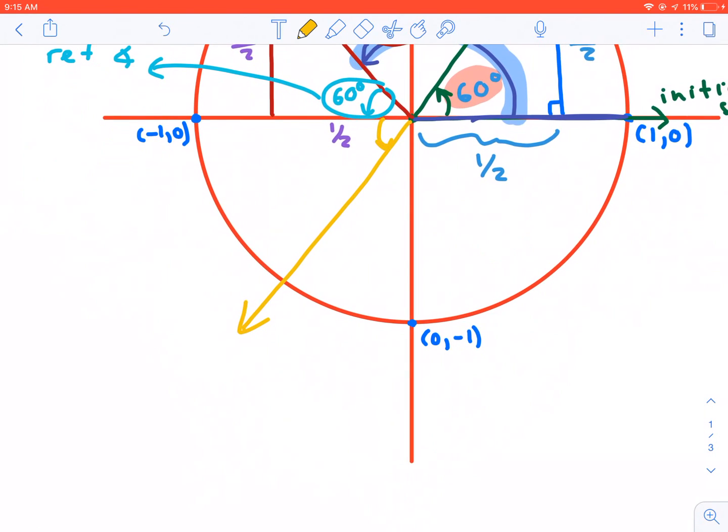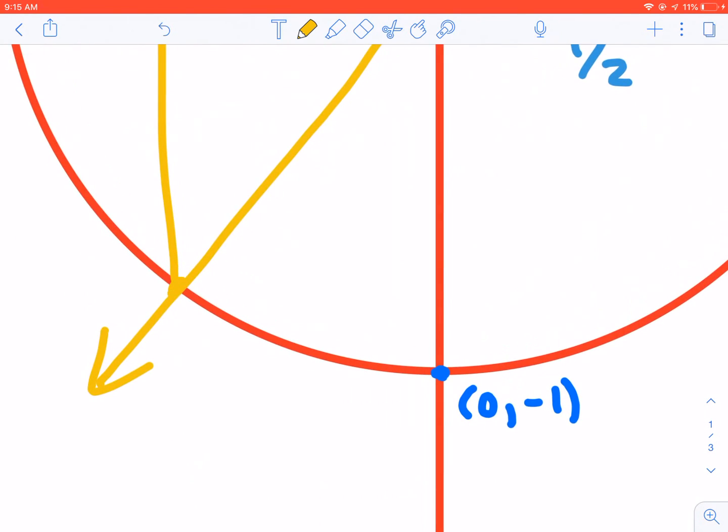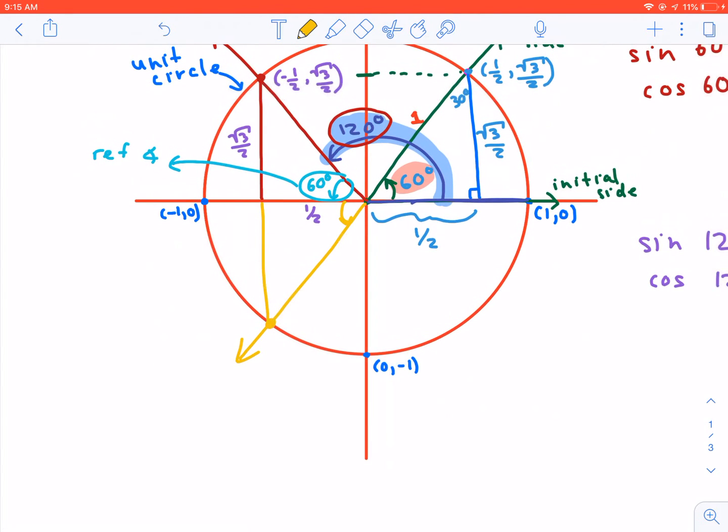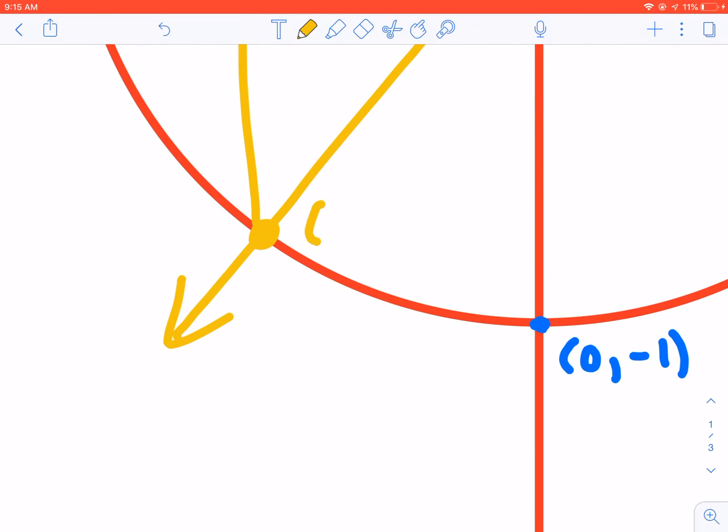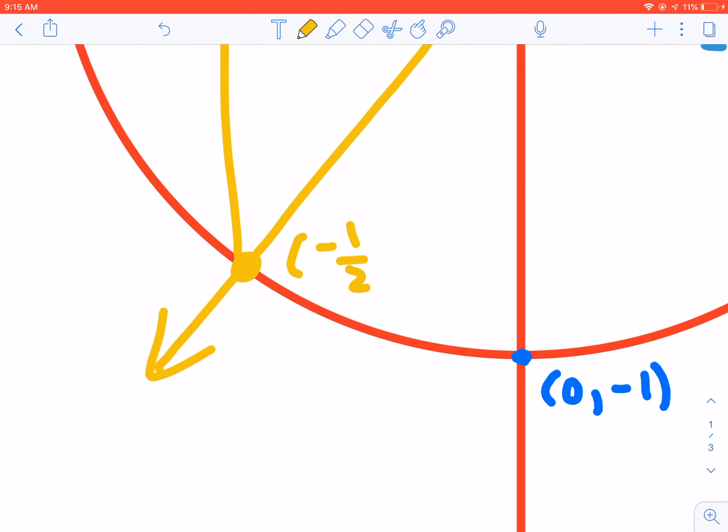So this coordinate, both my x and y values will both be negative. This will be negative a half, comma, negative radical 3 over 2.